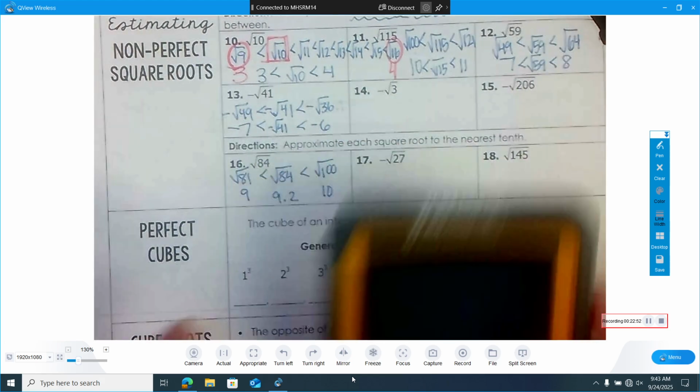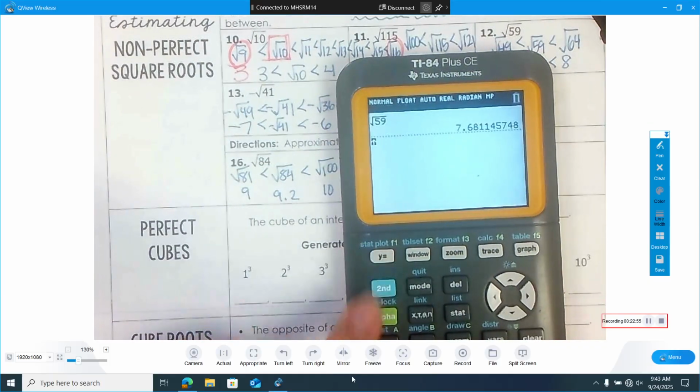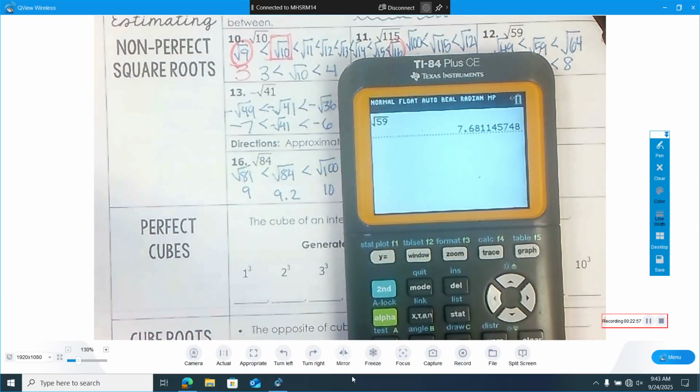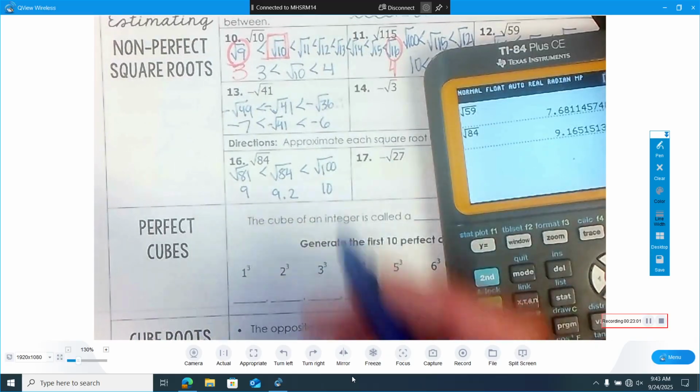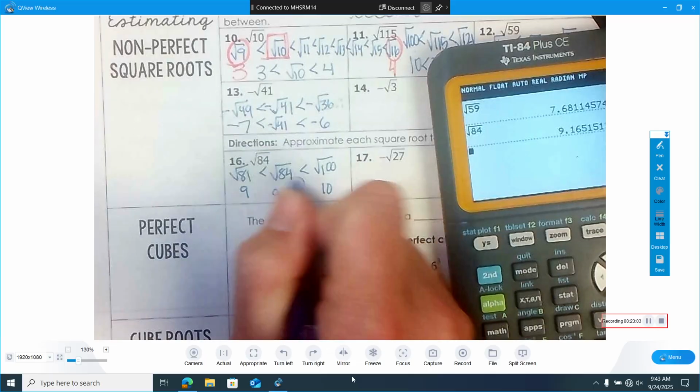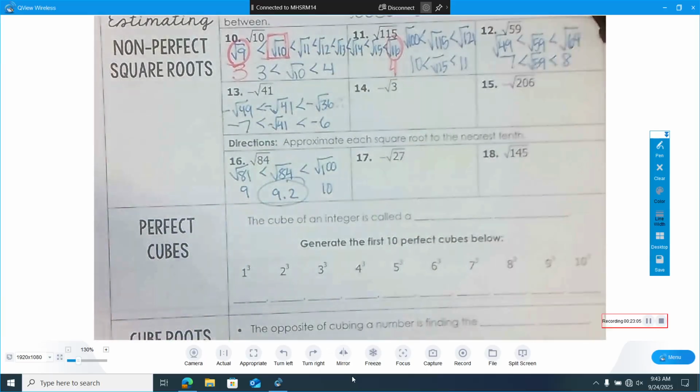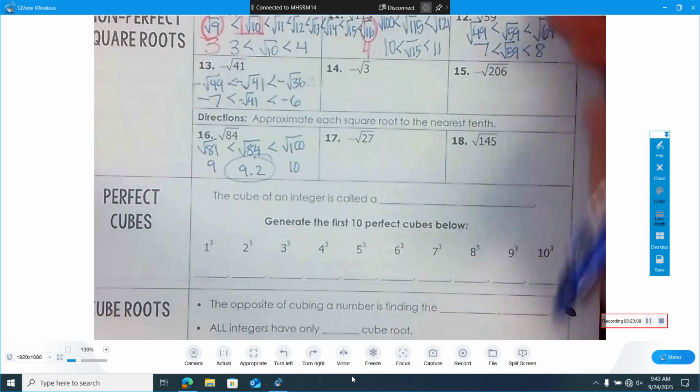Let's see if I'm right. I'd go 9.1. Radical 84. Oh, 9.1. Yeah, 9.1, 9.2. That's okay. We're very close. All right. So I think you get that pretty well.